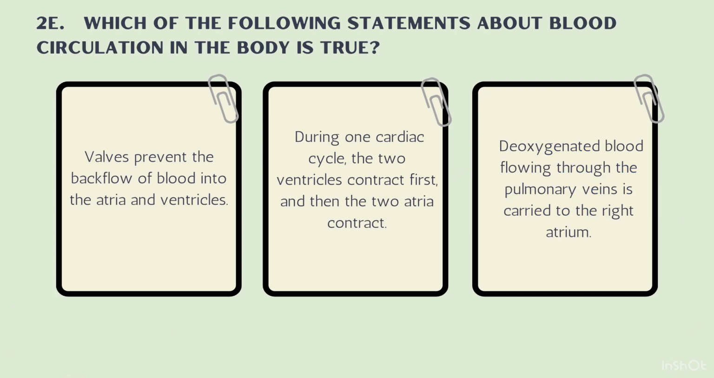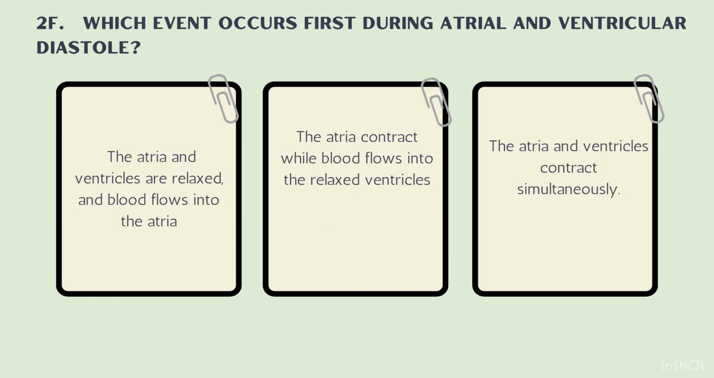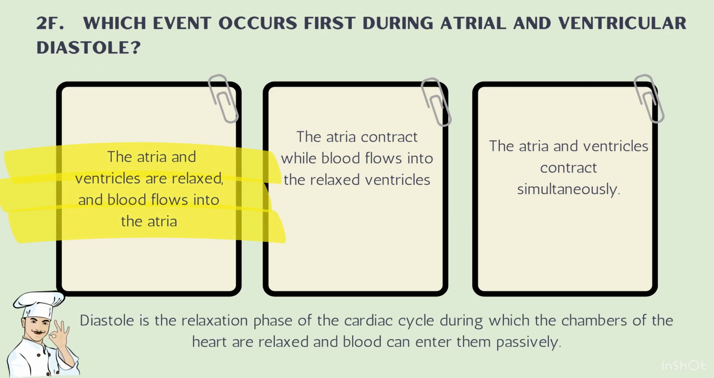Alright, 2E, which of the following statements about blood circulation in the body is true? This is going to be, valves prevent the backflow of blood into the atria and ventricles. Alright, 2F, which event occurs first during atrial and ventricular diastole? This is going to be, the atria and ventricles are relaxed and blood flows into the atria.